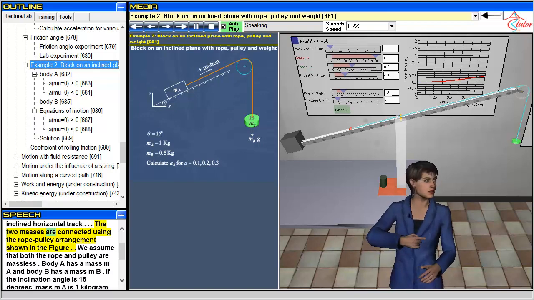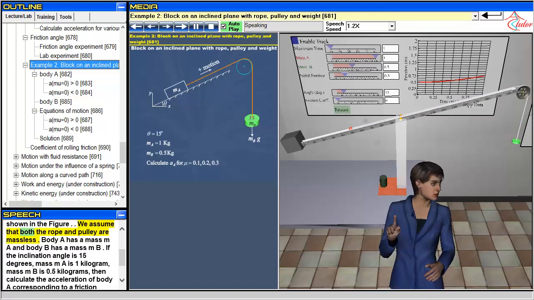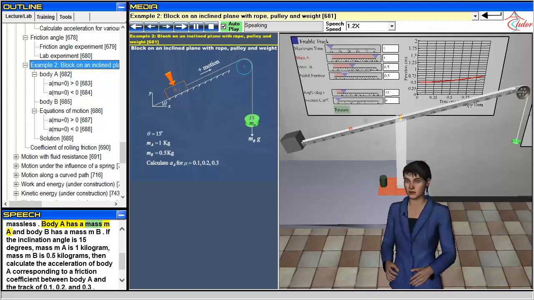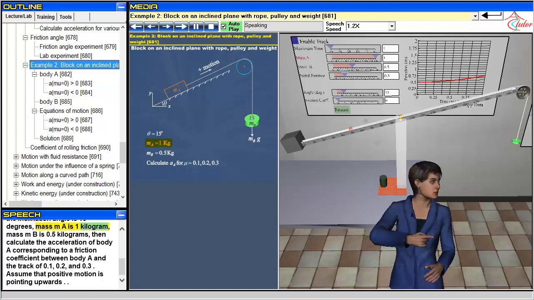The two masses are connected using the rope pulley arrangement shown in the figure. We assume that both the rope and pulley are massless. Body A has a mass ma, and body B has a mass mb. If the inclination angle is 15 degrees, mass ma is 1 kilogram. Mass mb is 0.5 kilograms.